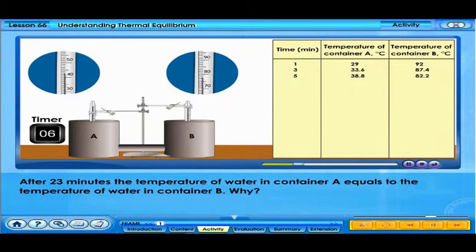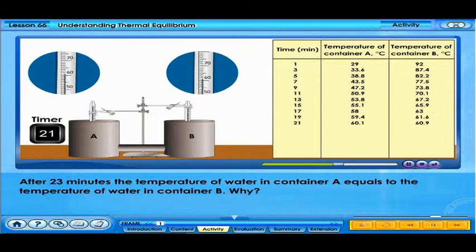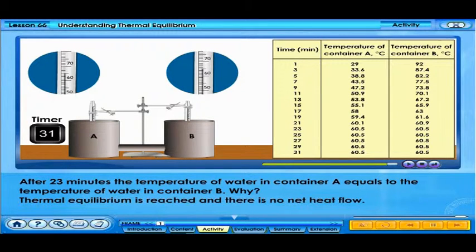After 23 minutes, the temperature of water in container A equals the temperature of water in container B. Why? Thermal equilibrium is reached and there is no net heat flow.